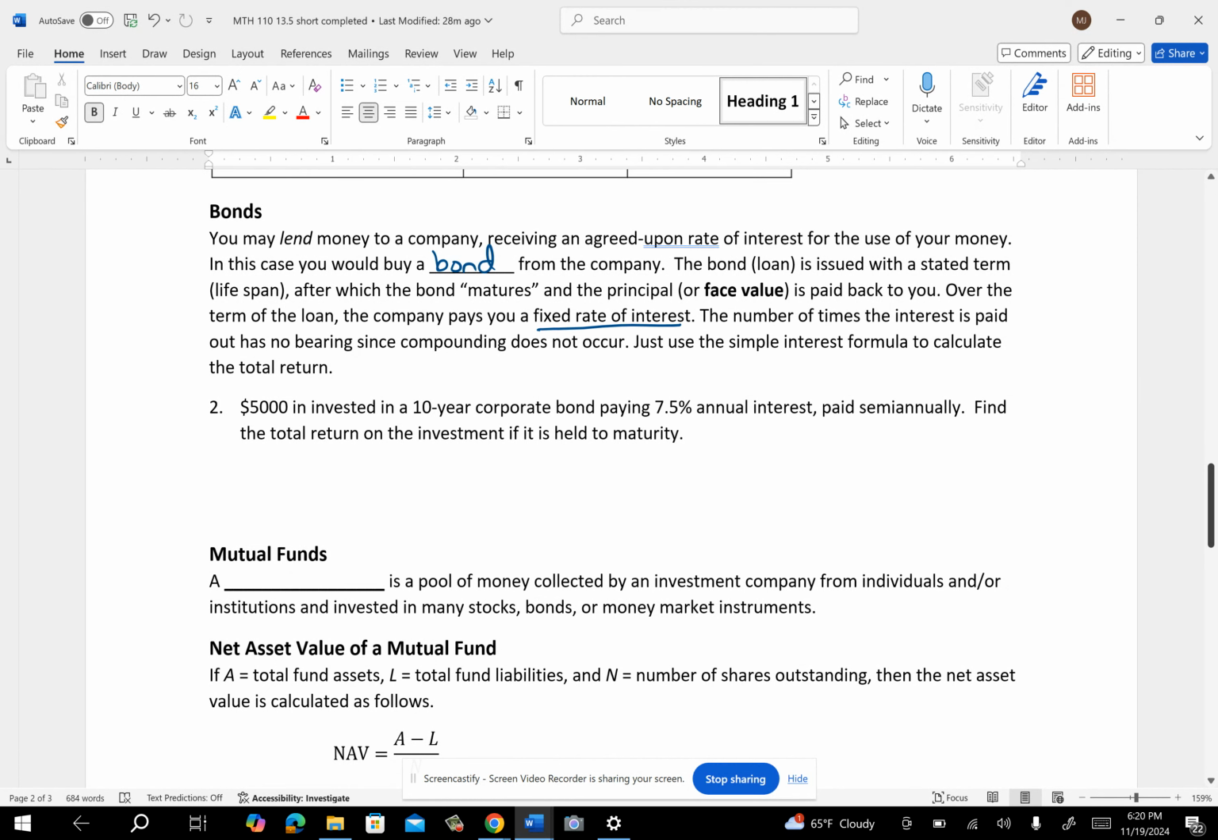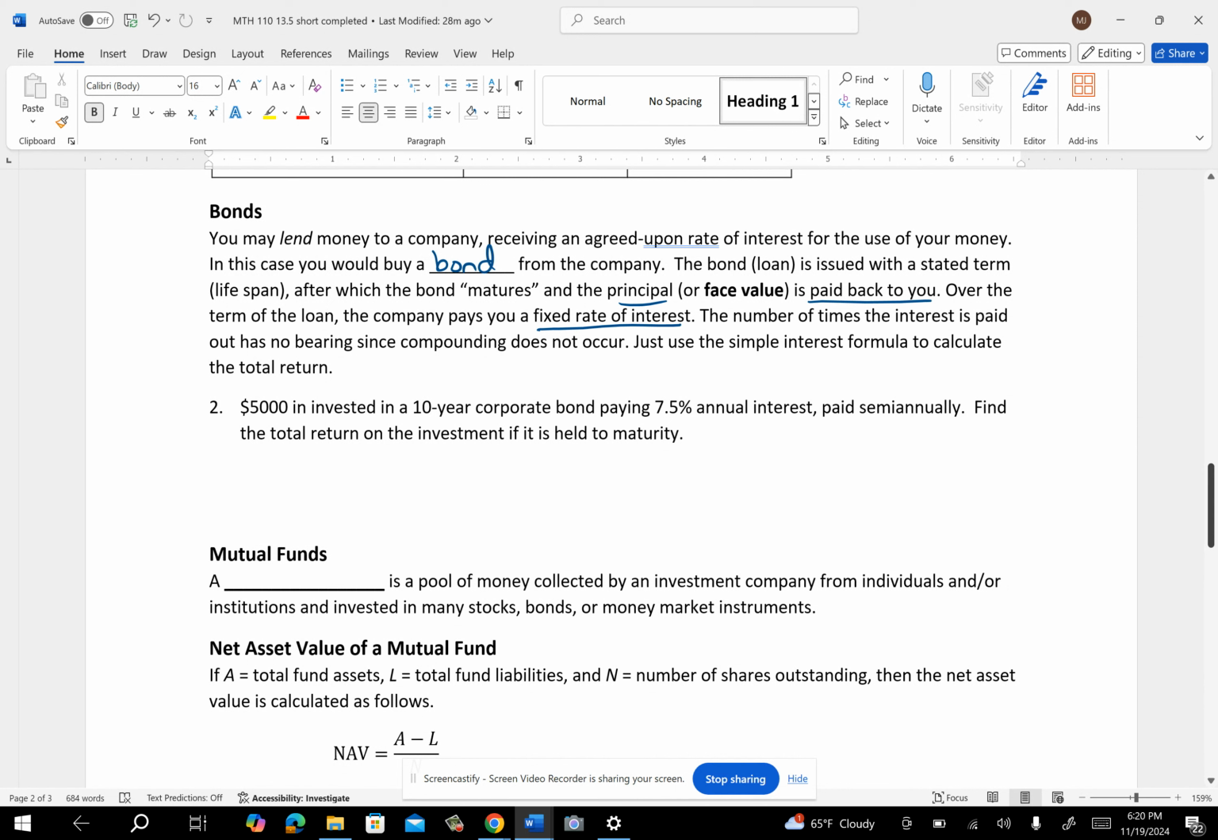Okay, so the bond is issued with an agreement about how long they can use your money. And then after your bond matures, so after they've used it for that length of time, then the principal, the face value of it, is paid back to you. And then in addition to that, they're going to pay you some interest.